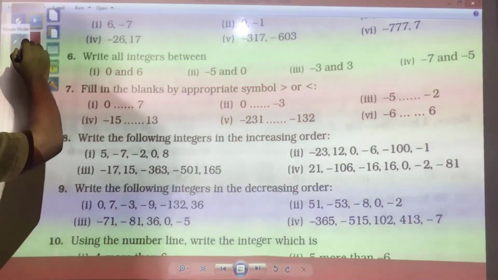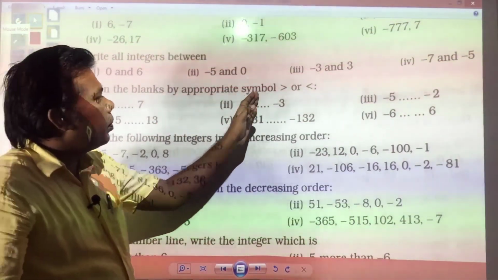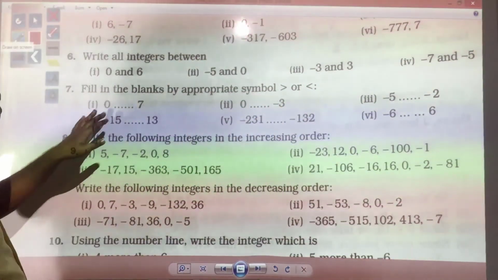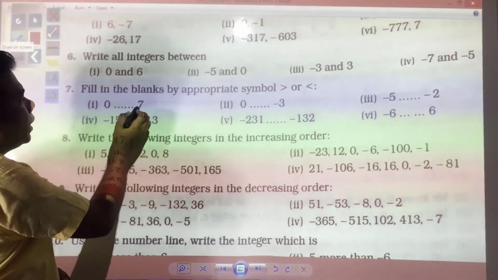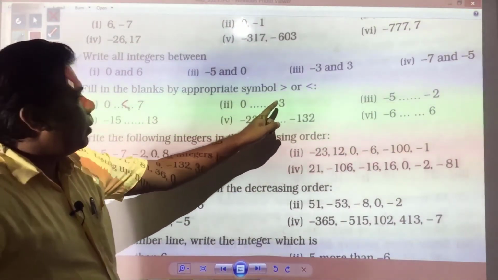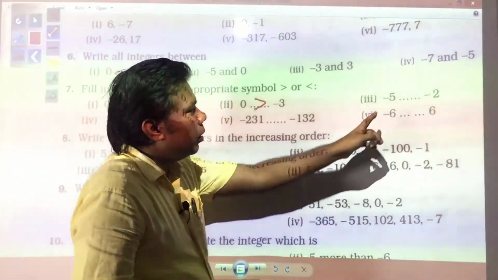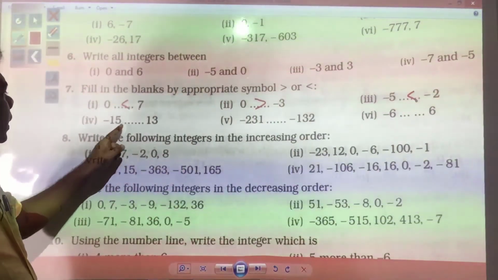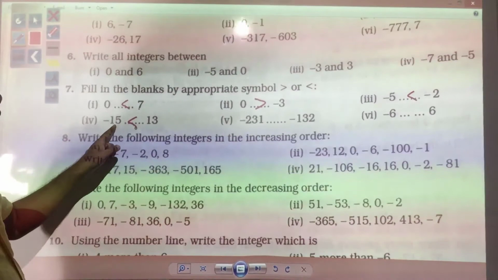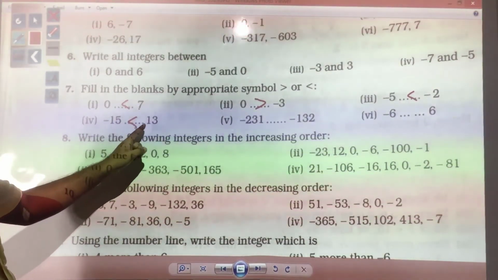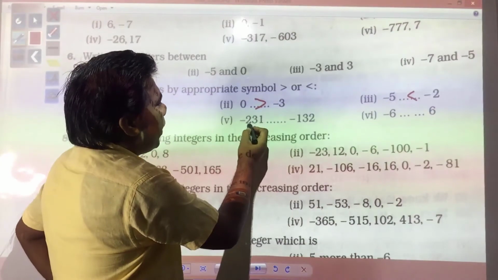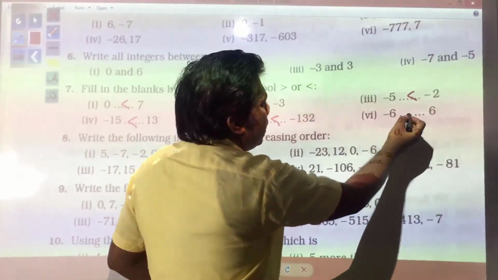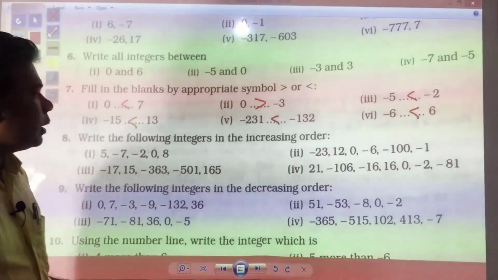Then you see question number 7. Fill in the blanks by the appropriate symbol, that is greater than or smaller than. I hope you understood, you will be able to do. Just see 0 and 7, which one is greater? 7 is greater. 0 and minus 3, 0 is greater. Minus 5 and minus 2, minus 5 is lesser than minus 2. Minus 15 and 13, 13 is greater than minus 15, or you can say minus 15 is lesser than 13. Here minus 231 is lesser than minus 132. Here minus 6 is lesser than 6.